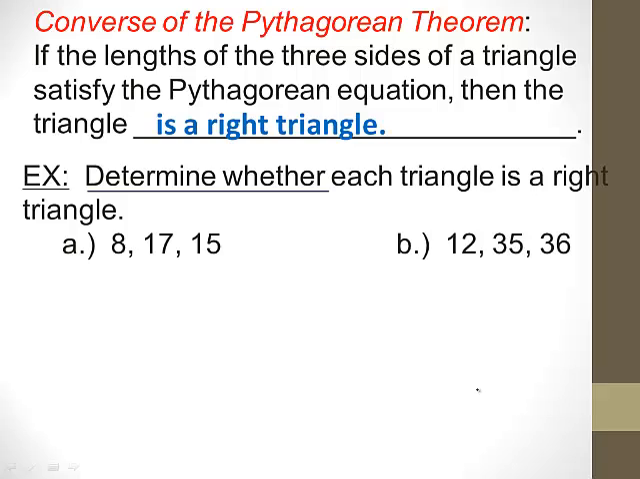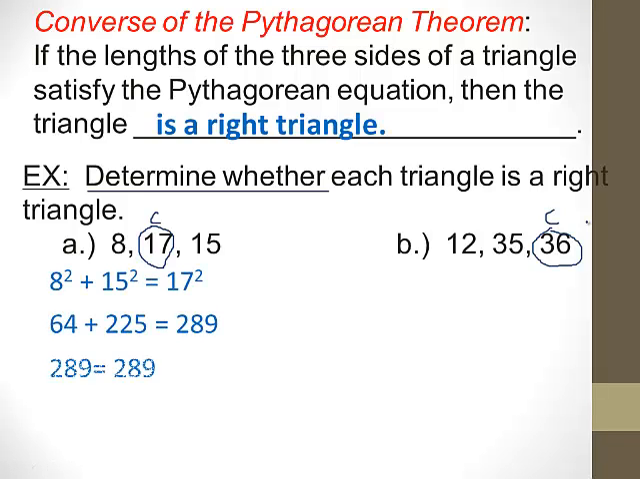Now the main problem here is, how do you know what a squared and b squared and c squared is? Well, this is c. Why is it c? Because it's the largest side. This one here is c, and it's the largest side as well. So again, plug it into the Pythagorean theorem, solve, and we show that we have a true statement. 289 is equal to 289, so this is a right triangle.